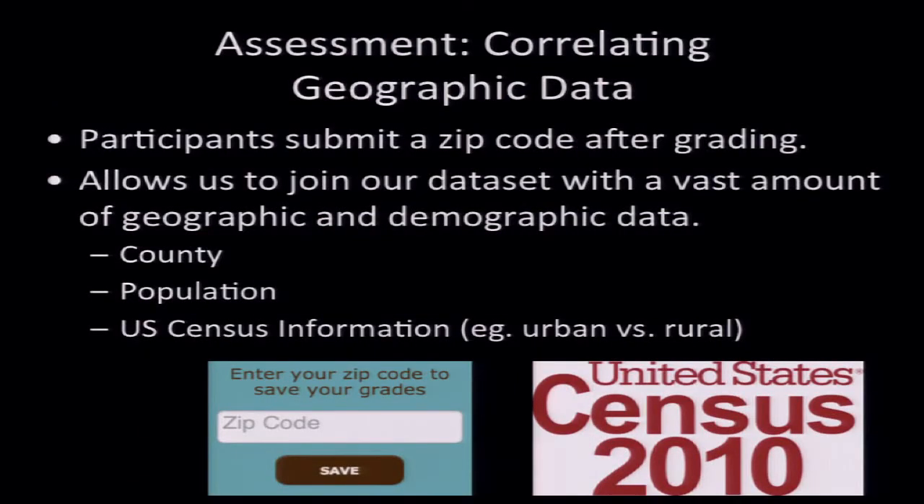Another big part of our project was linking this to geographic data. At the end of the assessment phase, participants submitted a zip code. We went back and forth about how much demographic information we should ask from our participants, and it turned out the zip code actually gave us a lot, and it was a relatively low barrier to entry. Participants were not burdened with a long demographic survey. They just had to give one number. And we could join this data set with the census data, county data sets, population information, and so on.